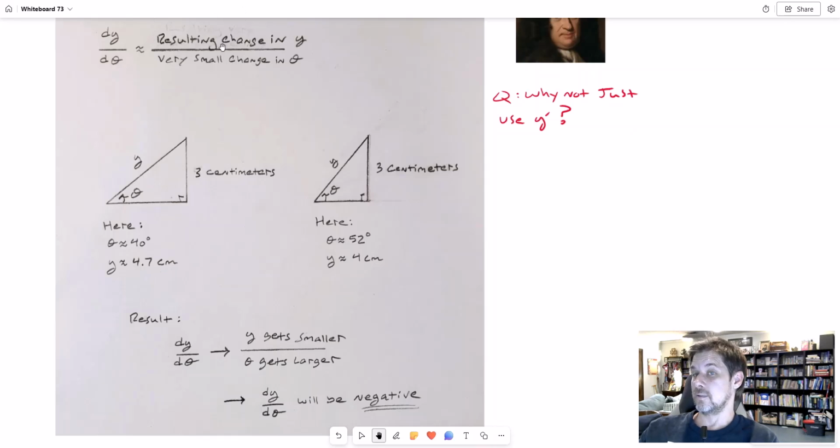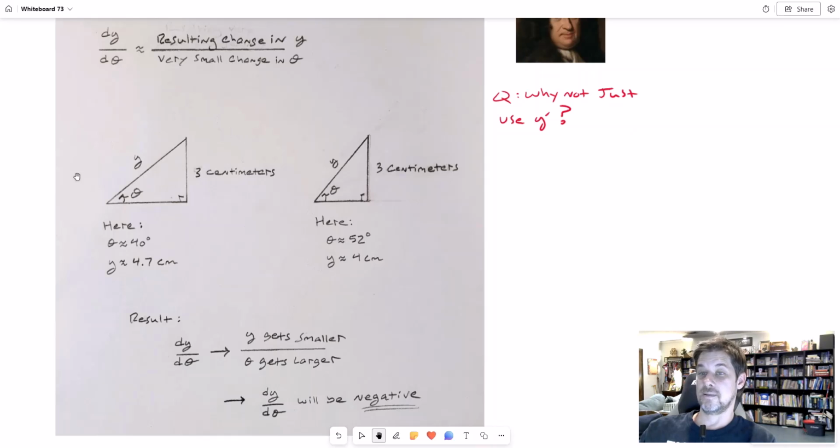Now I'm curious, if I did a very small change in the angle, how would y change? So I pushed this side inward a little bit. That made this angle a little bigger. Now it's 52 degrees. I kept this side fixed at 3 centimeters, and then I measured this side to be 4 centimeters. So look what happened. Here's the nature of this situation. Change in theta causes change in y like this. If theta gets bigger, it forces y to get smaller.